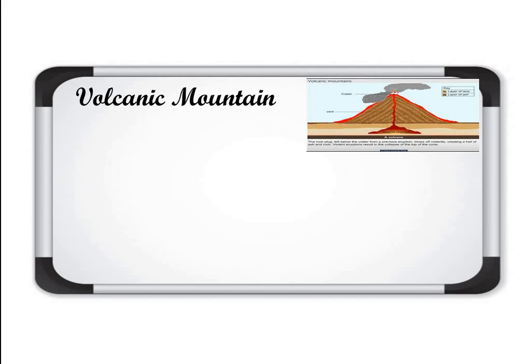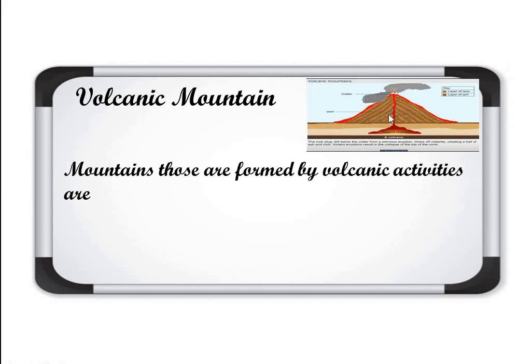By this diagram you can see that due to volcanic activities these mountains are formed. Clear? Here, in one of the pictures, the volcanic eruption is shown, when the lava comes out on the earth's surface and takes the shape of a mountain after it cools down. So that forms the volcanic mountain.